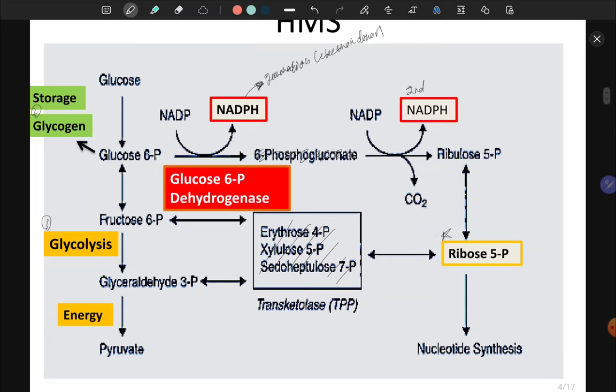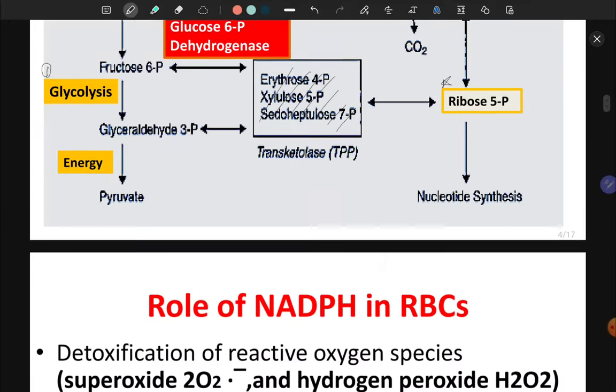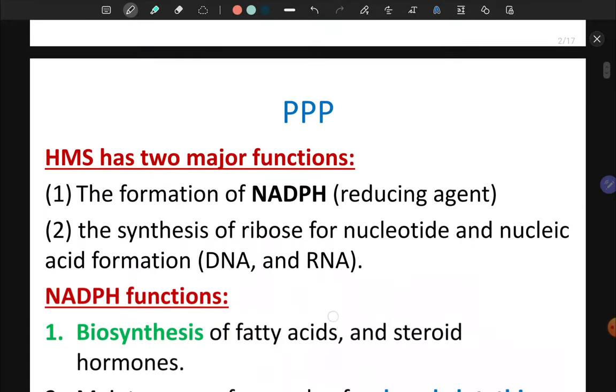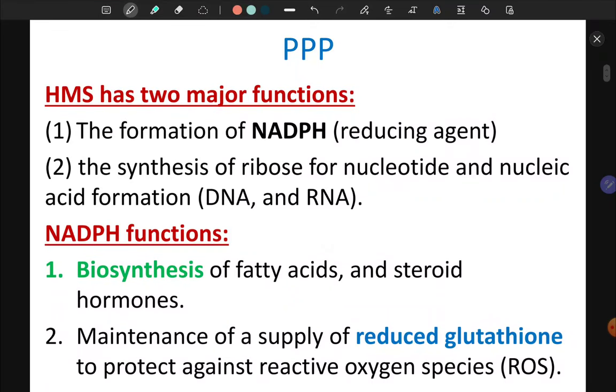So, as we said, it has two major functions. Formation of NADPH, we said, is a reducing agent, or it's called an electron donor. It gives electrons to other molecules that need them. And the synthesis of ribose for nucleotide and nucleic acid formation, in the form of DNA and RNA.